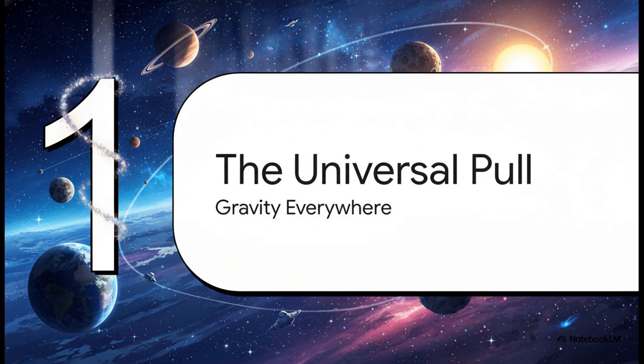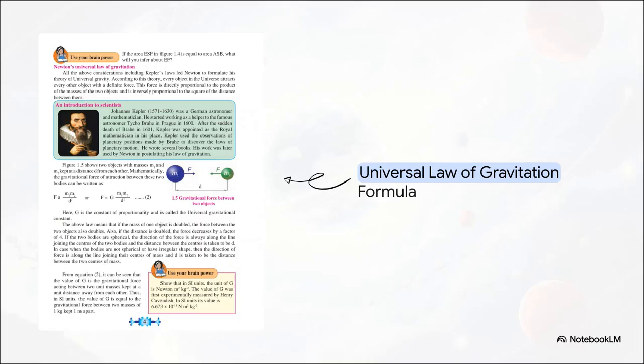The universal pull. You know, we tend to think of gravity as just a planet thing or a star thing. But according to the source material, gravitational force acts between absolutely every single object in the universe. If it has mass, it pulls. Simple as that. Newton formalized this with his universal law of gravitation, which is beautifully captured in the formula F equals G times m1 times m2, all divided by d squared.